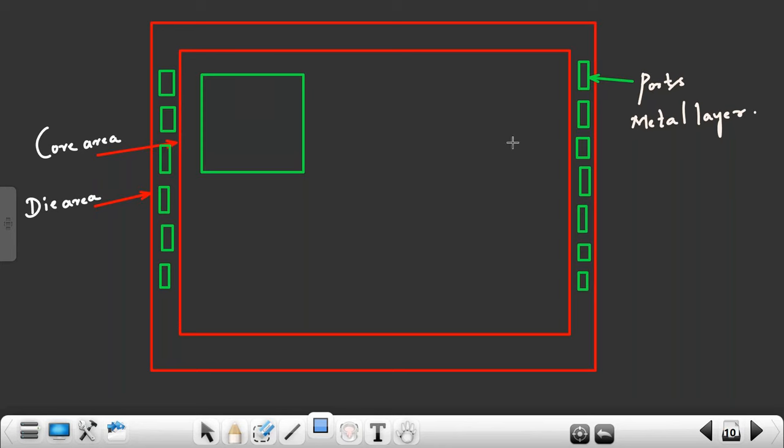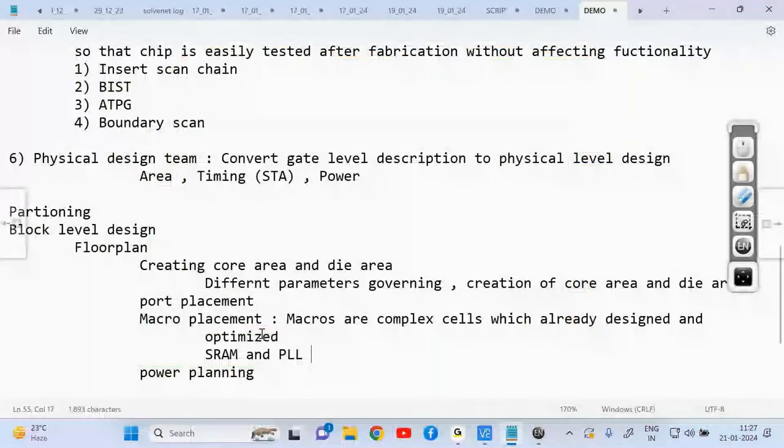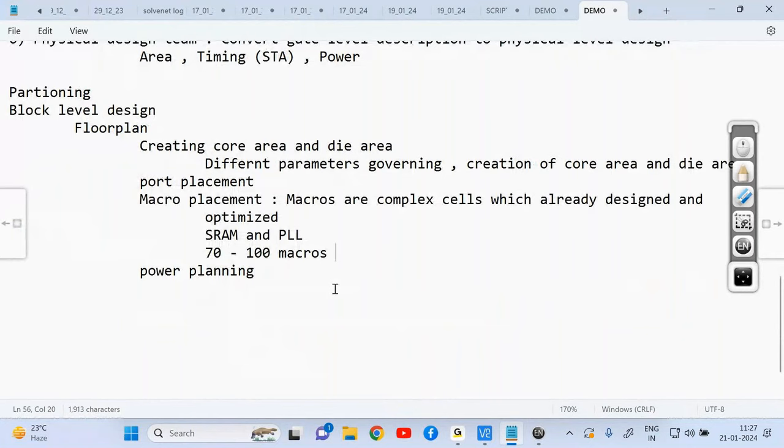So like that, we have macros. First we'll do macro placement, because macros will be fewer in number. Hardly 70 to 100 macros in the design, not more than that. The count of standard cells will be in thousands, but macros generally range between 30 to 100 in the design. First, we'll place these complex cells in the design.